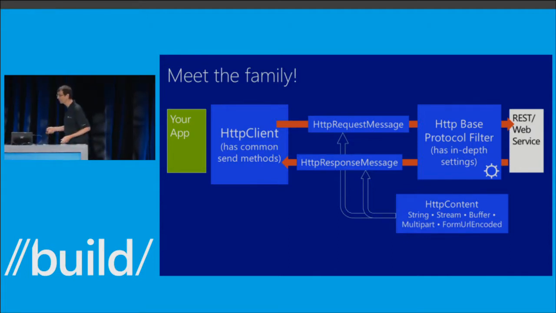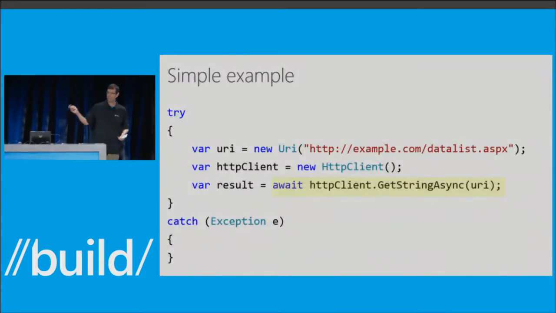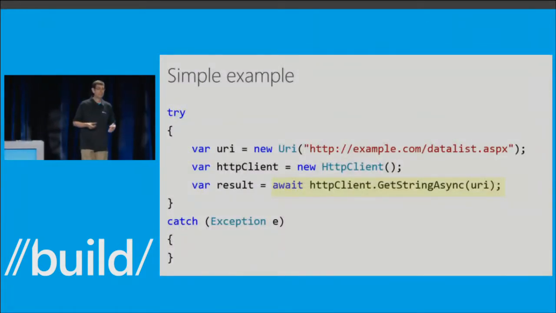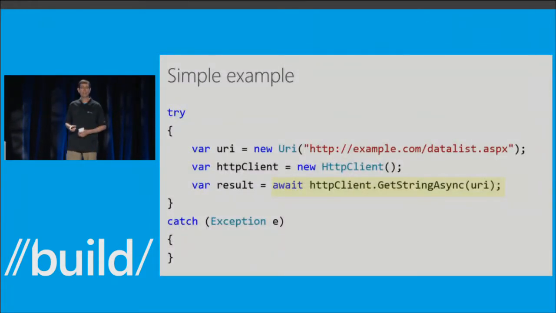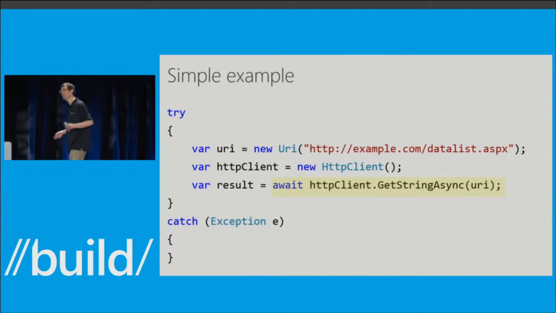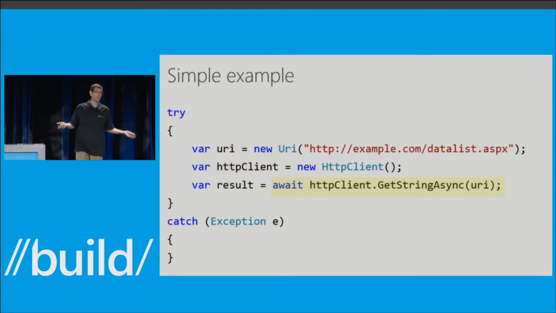Let's go see a snippet of code, and we're going to keep with the slides here. This is really the simple example of how to use HttpClient, because we know that overwhelmingly the kind of app logic you have is you know your URL and you just want to get the result back.